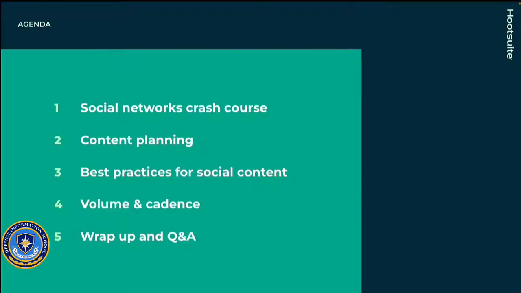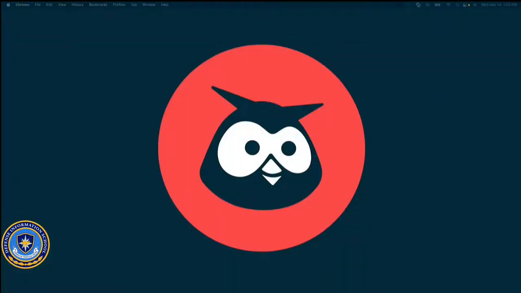So in terms of today's agenda, we've got a few different topics. First, we'll start off with a social networks crash course, where we'll understand the different nuances between the different networks. Then we'll dive into content planning, where we'll chat about how you can jumpstart the pieces of content you might be creating ahead of time, so that you know what you want to post. And then we'll also chat through some best practices for social content. We'll dive into a few different examples to get some inspiration, but we'll also have a fun activity planned together for those of you that are with us both virtually and in person.